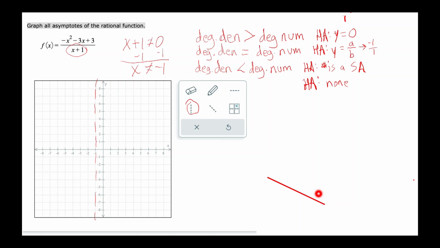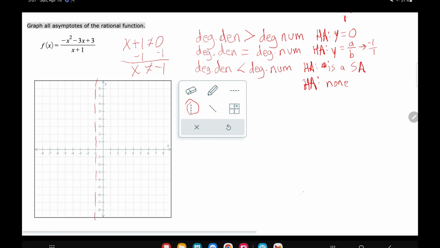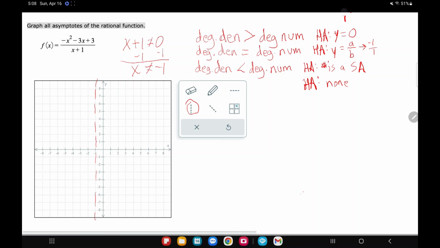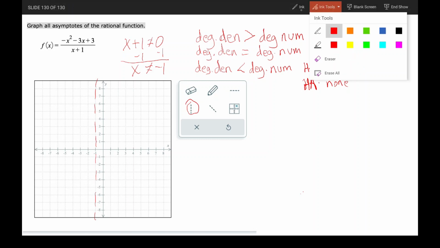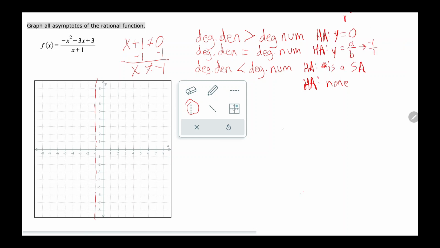So in this case, let's see if I can get that to pop back up so I can erase that or undo it. I don't need that. There we go. Sorry about that. So we either have none or we have a slant asymptote. The way to determine that is to do this long division. Let me go back to ink and change the color.